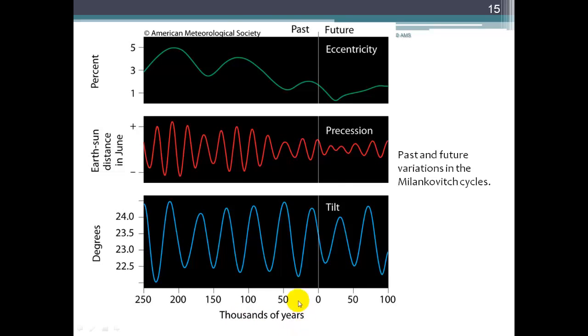So when we look at these changes over long periods of time, the scale here is thousands of years, we can see the eccentricity of the orbit has changed. We see the precession of the Earth has changed, and also the tilt of our axis has changed. So you see different values here. For the tilt, it shows the degree that it has varied by. For precession, we see the Earth-Sun distance in June. So how far is the Earth from the Sun in the month of June? And then for eccentricity, we measure it as a percentage.